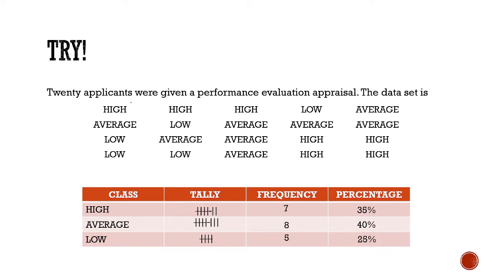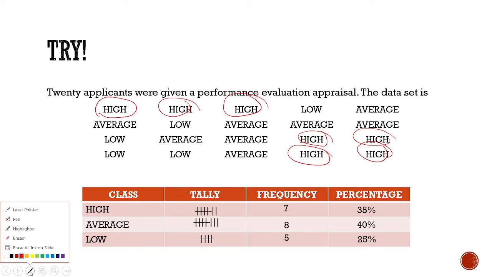Let's count if 7 nga ba talaga. Baka mali yung nakalagay dito. Baka mali yung gawa ko. So we have here 1, 2, 3, 4, 5, 6, and 7. So we have there 7. 7 observations for high. And also, let's count the average if 8 ba talaga siya.